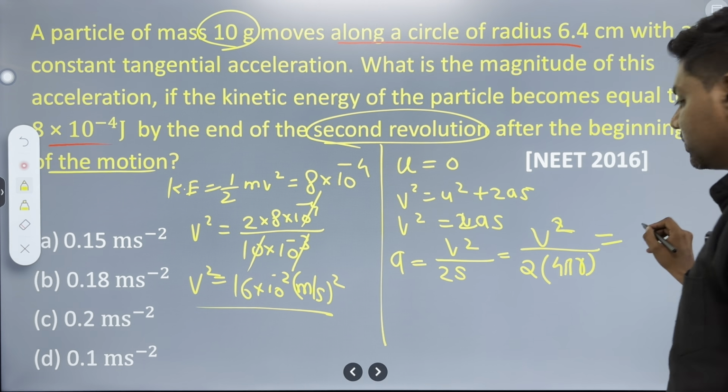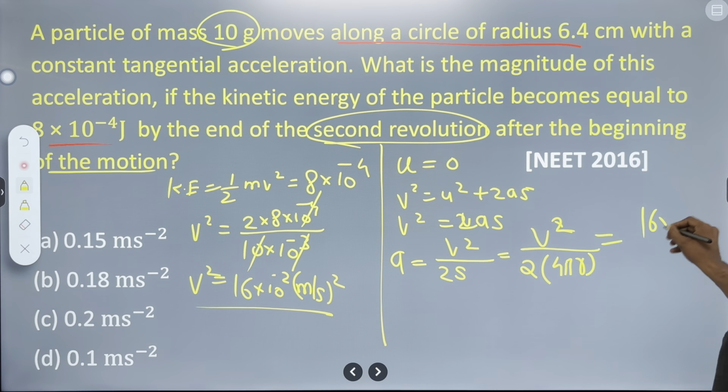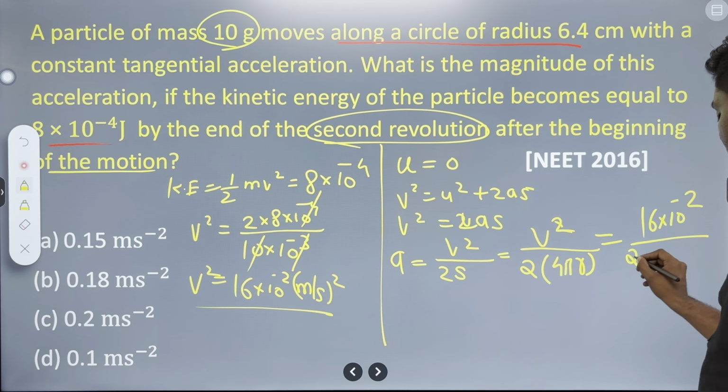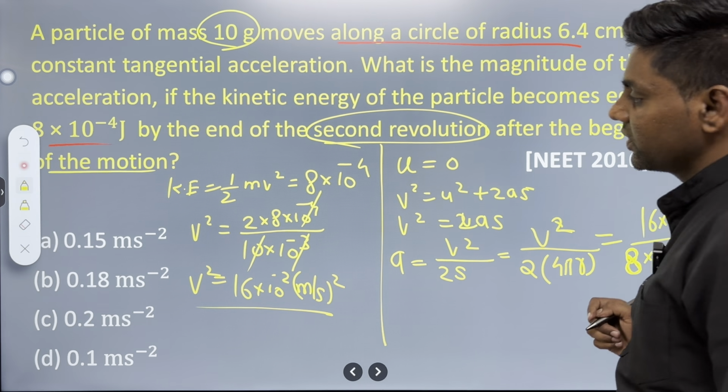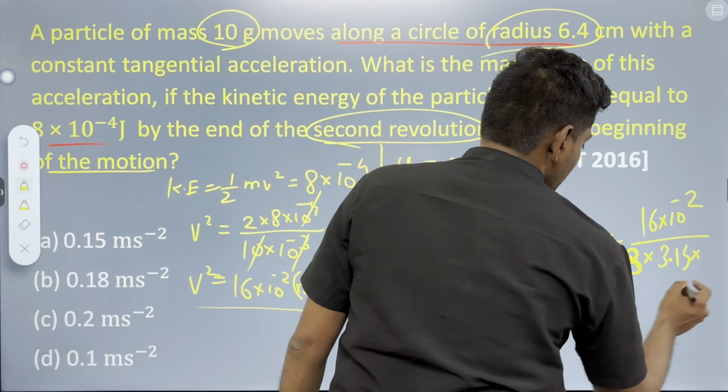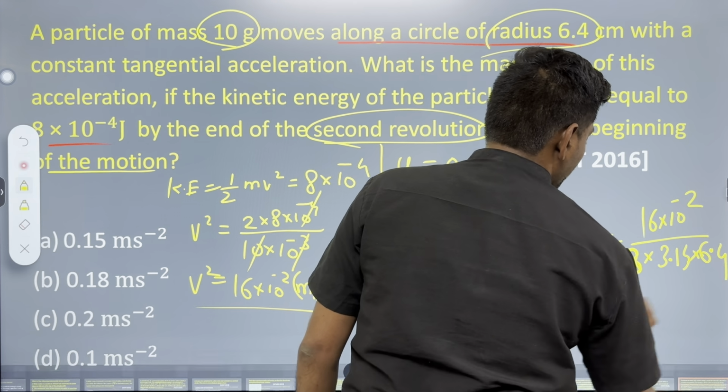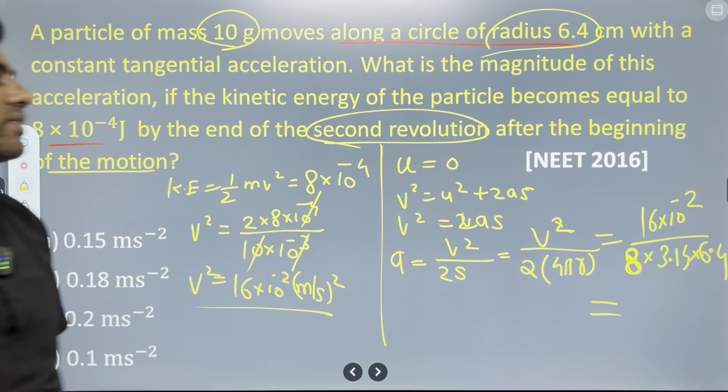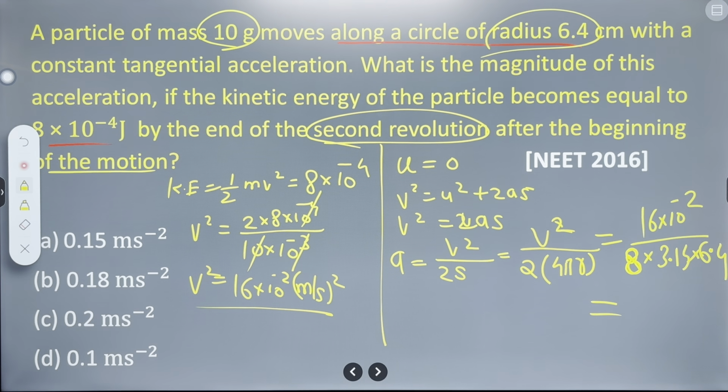So put the value. What is the value? 16 into 10 raised to minus 2 divided by 2. 4 2s are 8, we directly write down 8. What is the value of pi? 3.14. And then the radius is given, 0.4. So put the value, that is 6.4. You have to solve this and give the answer quickly. The question is very easy.